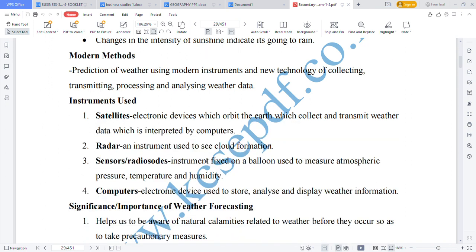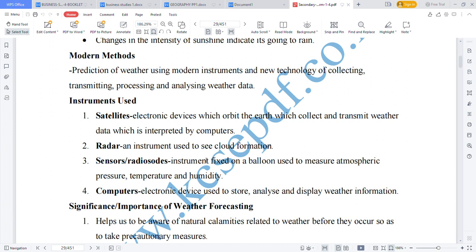Modern methods. What are the modern methods of weather forecasting? Prediction of weather using modern instruments and technology of collecting, transmitting, processing, and analyzing weather data. So these ones you have seen them, you have heard them on the radio, you have seen them on the television. They are modern methods of weather forecasting.